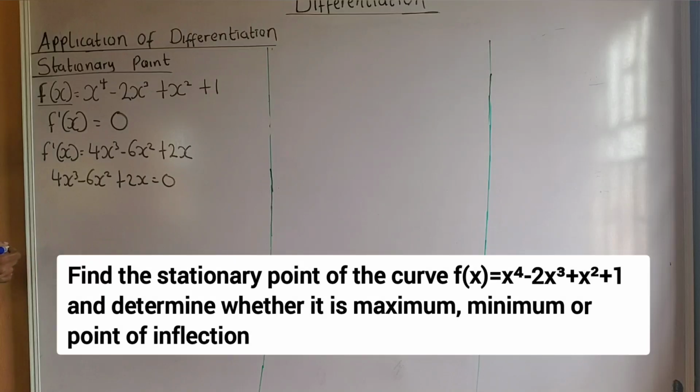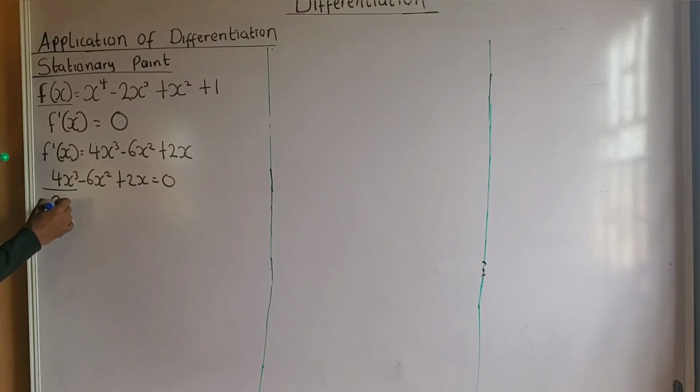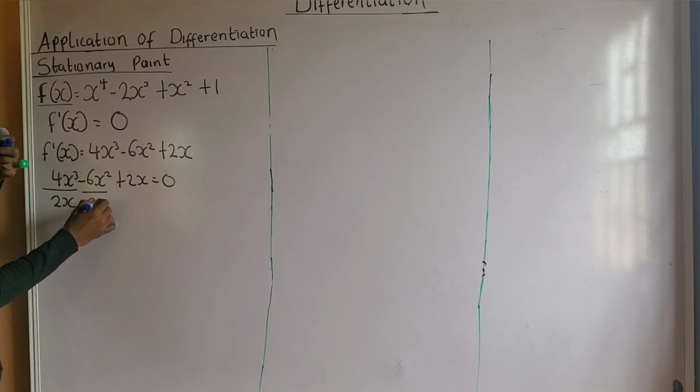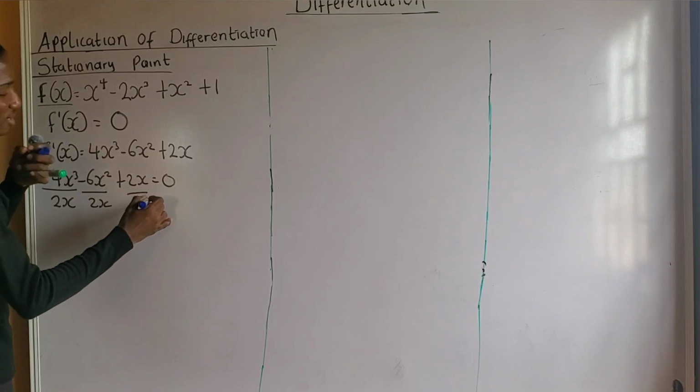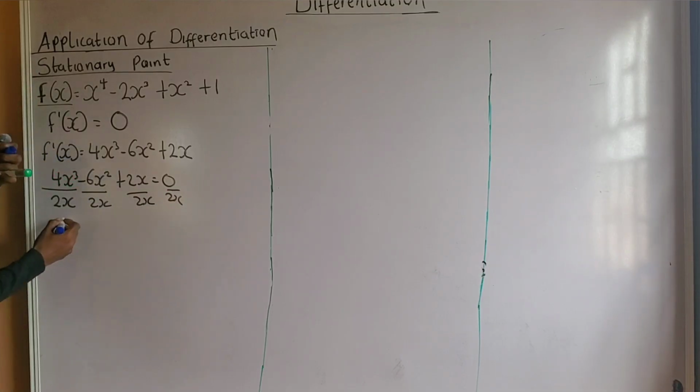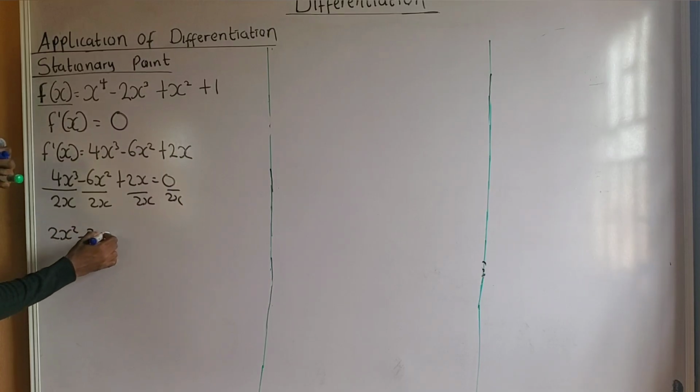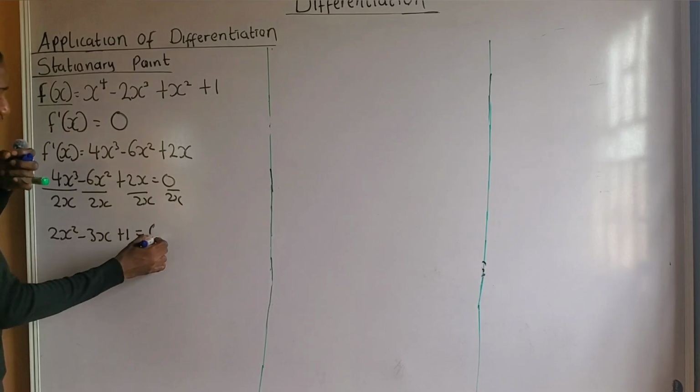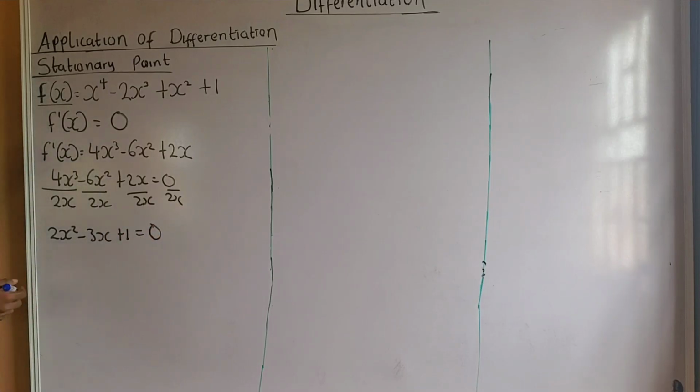The next thing I'm going to do is divide all through by 2x, or just divide by x. This over 2x, this over 2x, this over 2x, this as well over 2x. I'm going to have 2x raised to the power of 2 minus 3x plus 1 equals 0, right? So now we have a quadratic equation.